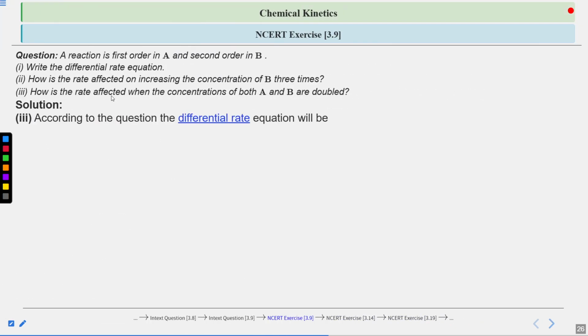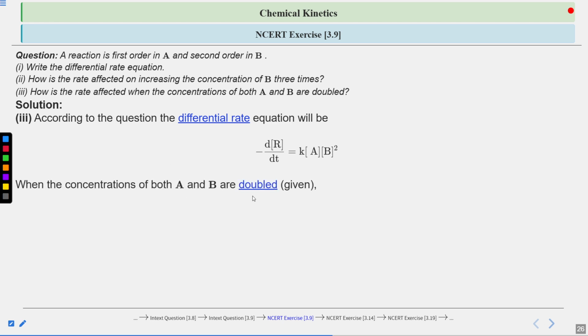Now, in the third question, it was asked how the rate is going to be affected when the concentrations of A and B are both doubled. According to the question, the differential rate equation is minus dR by dt equals k times concentration of A times concentration of B, whole square. If you double the concentration of A and B both, then minus dR by dt equals k times 2A, that means the A concentration will be doubled, multiplied by 2B whole square.